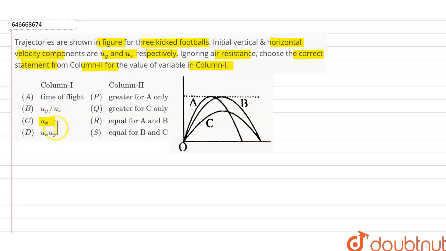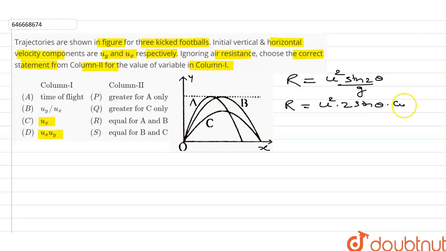In part C we have to calculate ux, and in the fourth part we have to calculate the product of ux into uy. Okay, so in the diagram, consider this as the y-axis and this as the x-axis. After that, if we talk about the range, the range for a particle executing projectile motion is equal to u square sine 2 theta divided by g. Sine 2 theta is 2 sine theta into cos theta, divided by g.